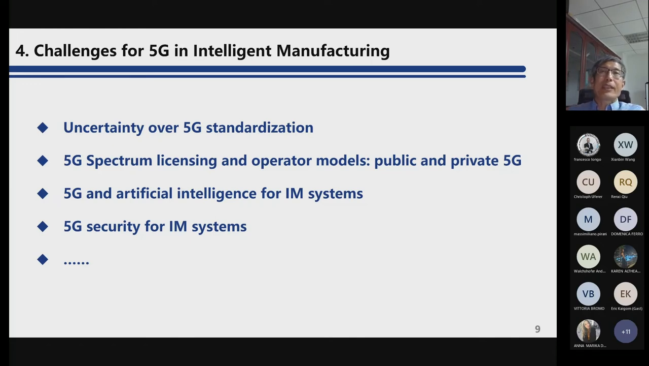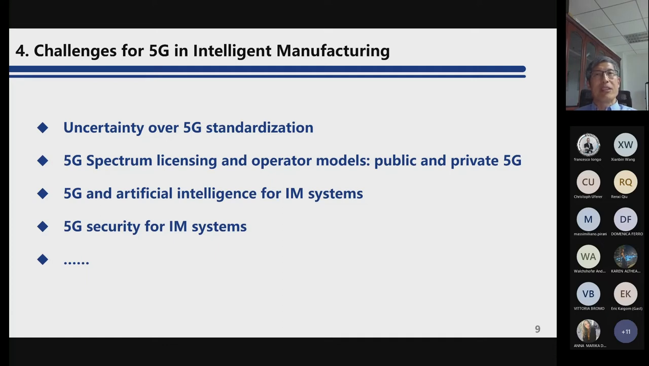And then some people are saying that for intelligent manufacturing, smart manufacturing, if you don't have 5G, you cannot call it intelligent manufacturing. I don't agree at all. In fact, I have been working in intelligent manufacturing for the past 25, even 30 years, and we didn't even have 3G, 4G before. But 5G and artificial intelligence working together for intelligent manufacturing, we'll be sure to have more advanced intelligent manufacturing systems.